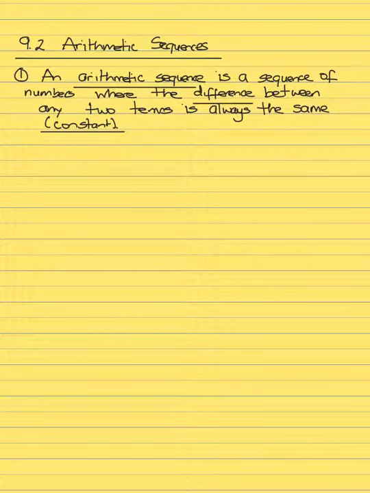In this video, we will look at arithmetic sequences. Now, an arithmetic sequence is a sequence of numbers where the difference between any two terms is always constant. This difference is called the common difference. The terms in an arithmetic sequence are connected by a rule, and the general term gives us that rule.